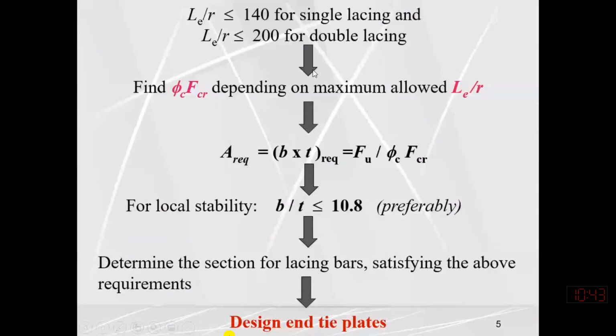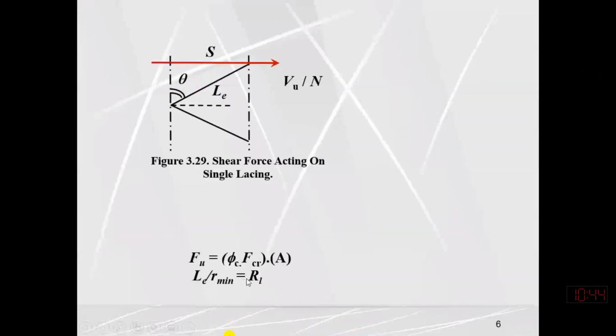Next will be the design of the lacing. For single lacing, the slenderness ratio of lacing should be less than 140, and for double lacing, the slenderness should be less than 200. For single lacing, we will assume the slenderness ratio 140, and based upon it we can check the phi C FCR value from the LRFD design aid. If we know the FU and the phi C FCR value, the only unknown will be the area.